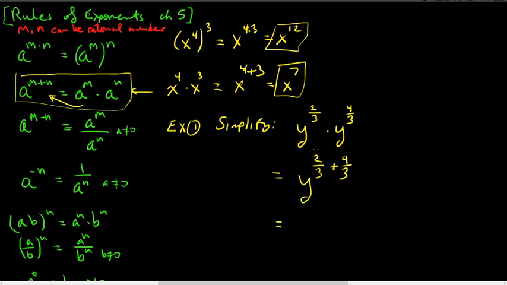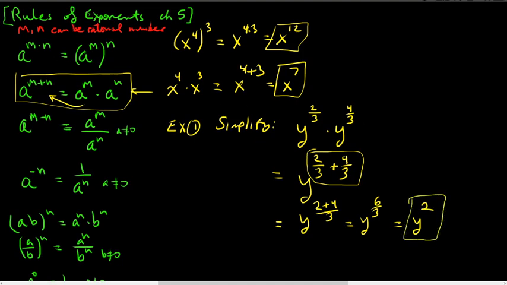But what's that? Surely you know how to add fractions by now, especially when the denominators are equal. You just add the numerators. So this is 2 plus 4 all over 3. And 2 plus 4, of course, is 6. So this is 6 over 3. But 6 over 3 is 2. 6 divided by 3 is 2. So that's the answer, y to the 2. So all of this expression here is just equal to y squared.